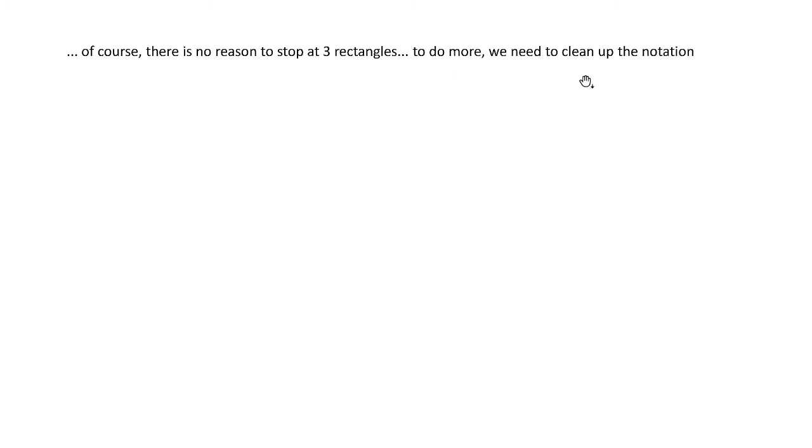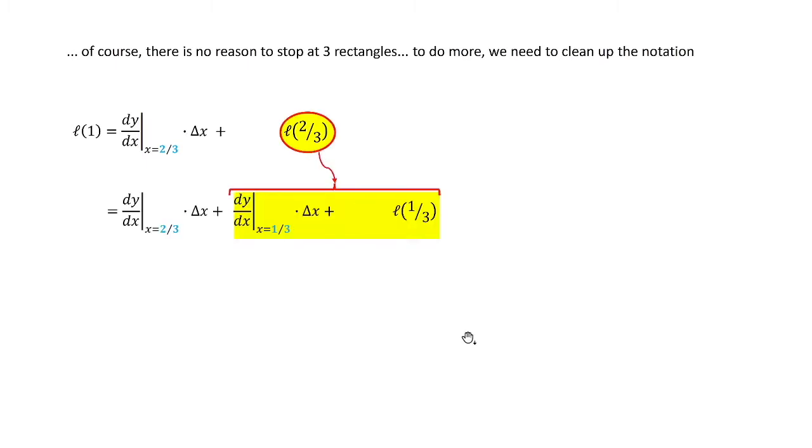So, okay, I need a better notation, right? Let's clean this up and let's see where this train goes. So L1, right, just what I had before. It's this slope, the change in x, right? This is the area plus L at 2/3. Right? That's what it was. But notice, L at 2/3 had its own little formula, right? An area plus L of 1/3, right? An area plus L at 1/3.